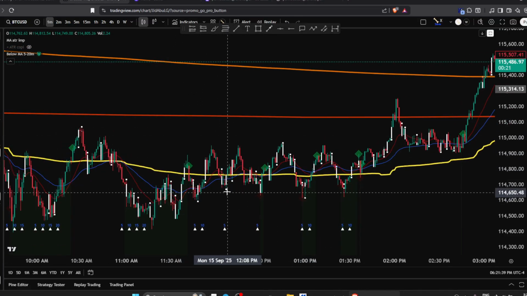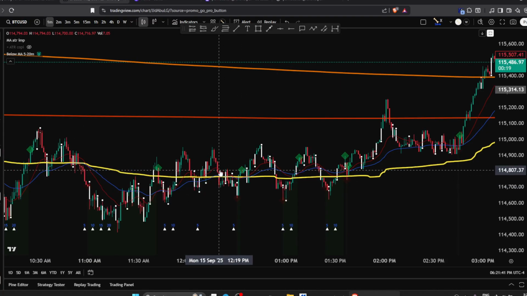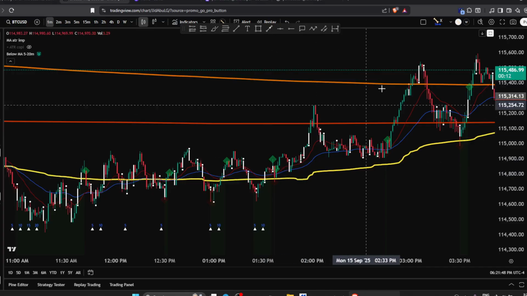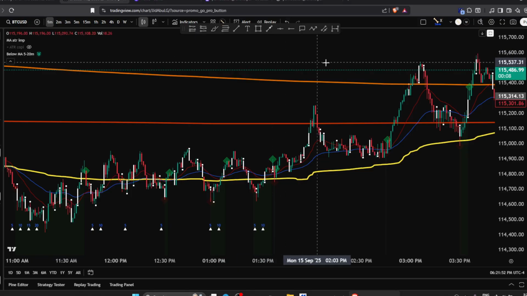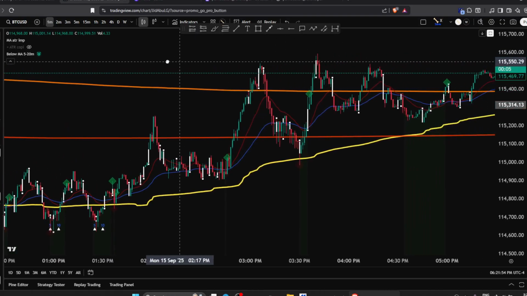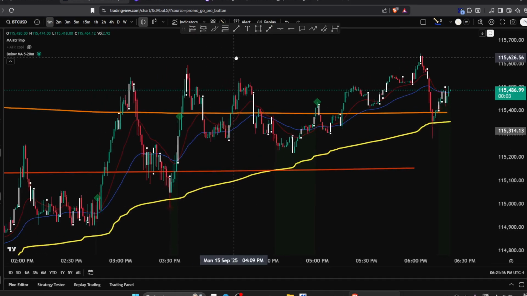Another thing I noticed too, if you want to add on to this, is that it'll range for a while like this along the moving average, and then it'll pump upwards. And then it'll pump upwards again. So there's a couple things there.